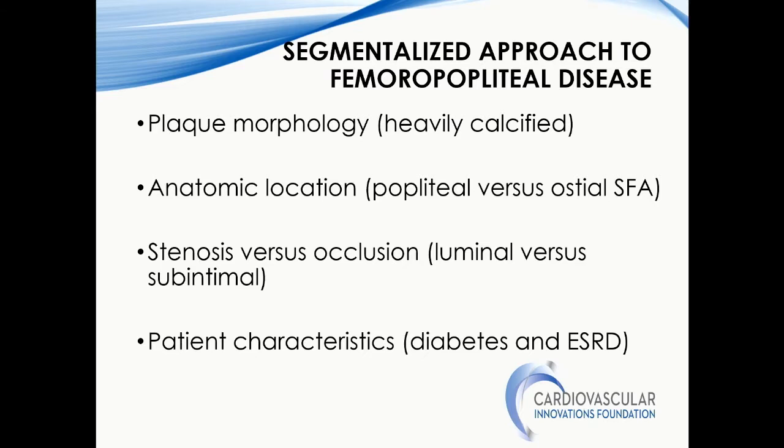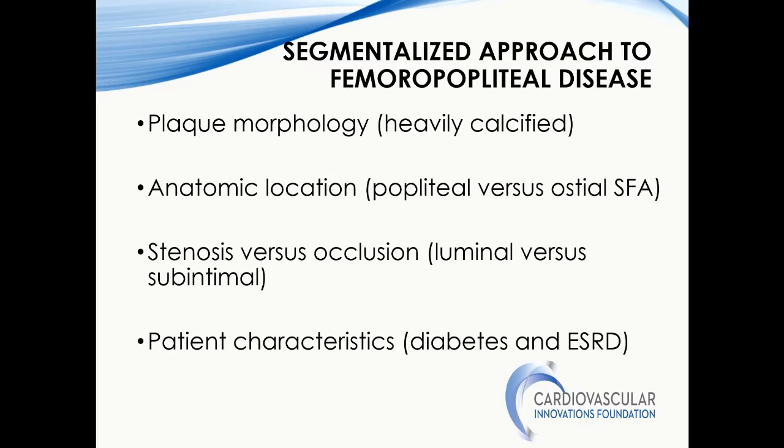We should look at the degree of calcification. We should look at the location. Is it popliteal or ostial SFA? If it's ostial SFA, maybe I shouldn't use Supera. If it is popliteal and heavily calcified, well, maybe that's a good option. And now we have other options. Maybe I should do the crack and pave, as Andre showed it, to get the optimal result.